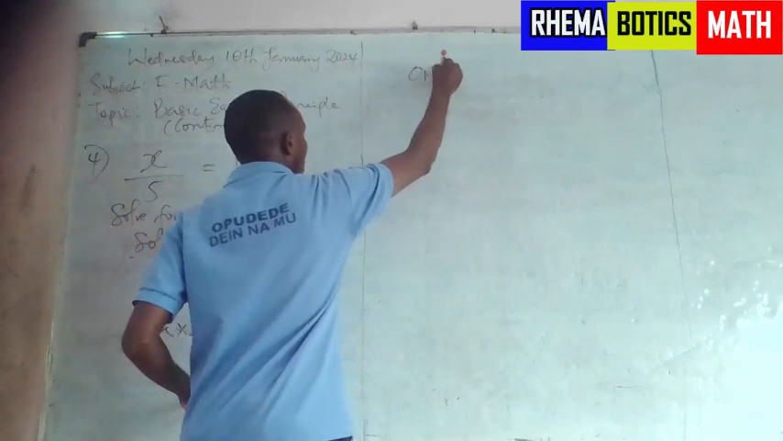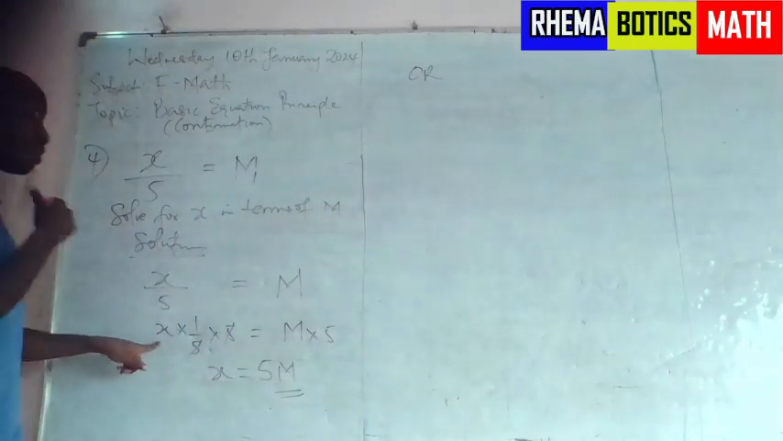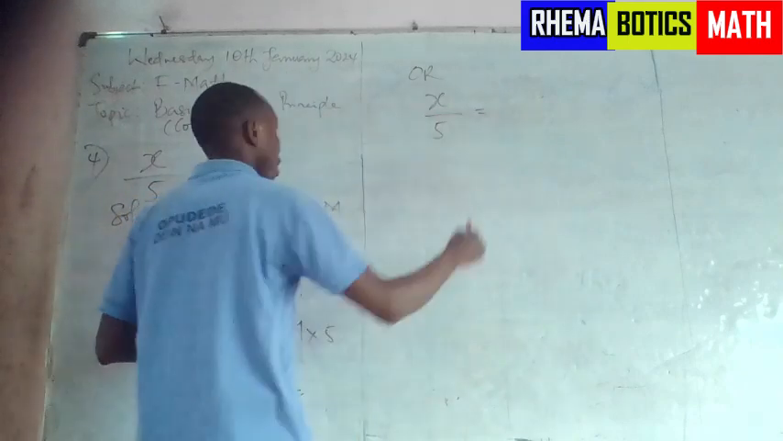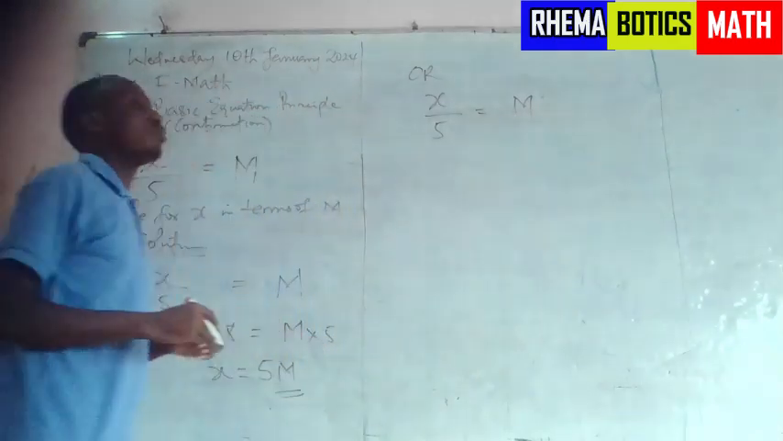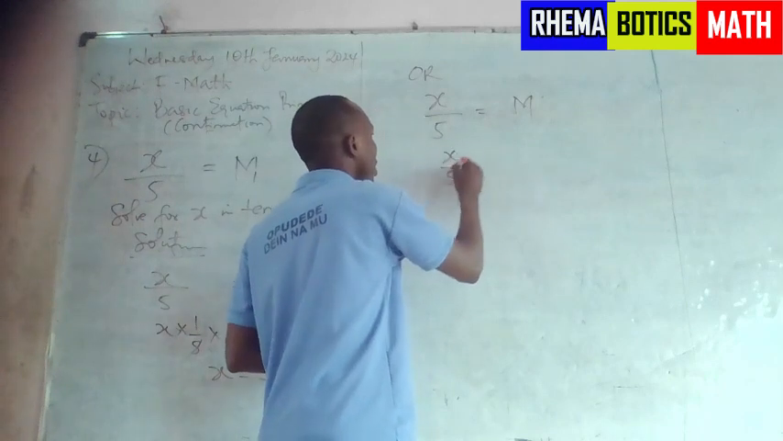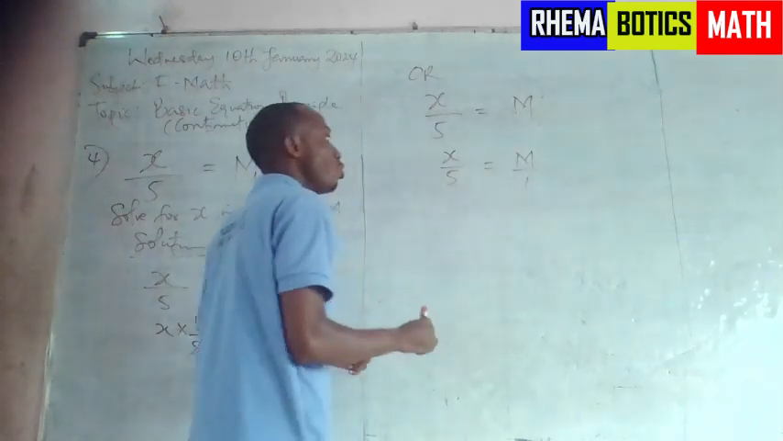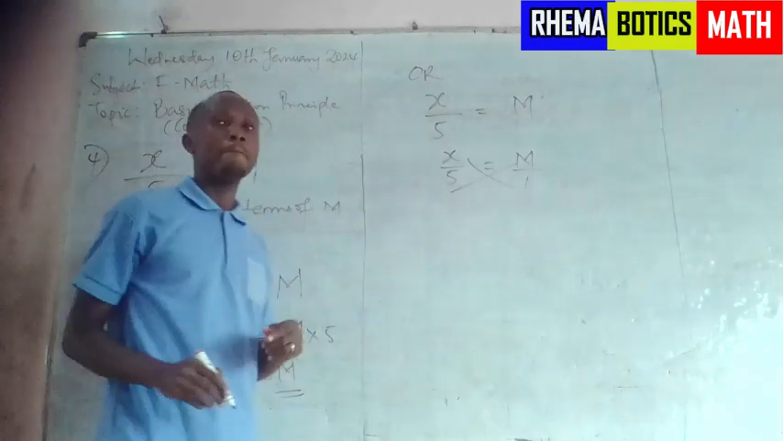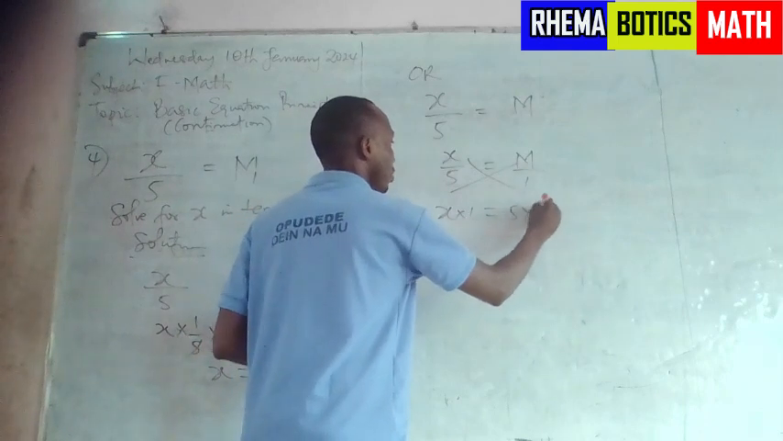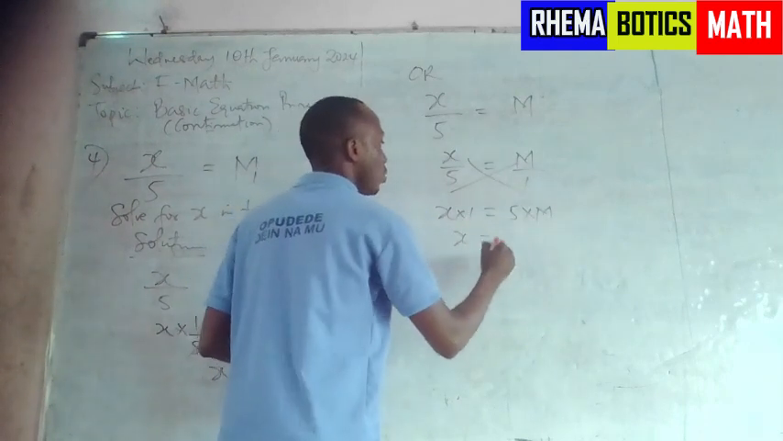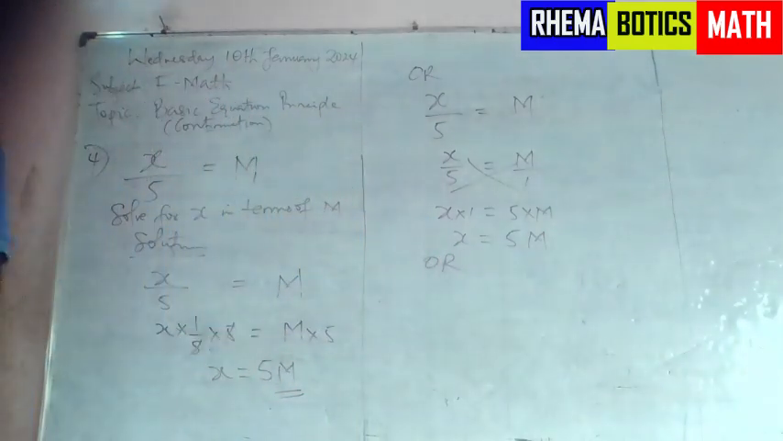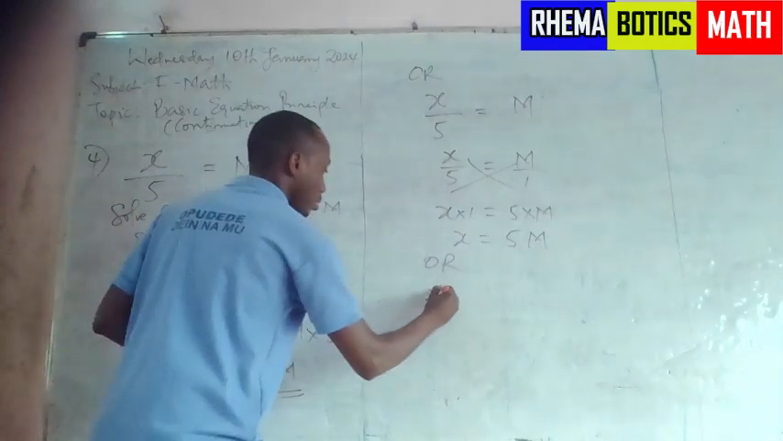For the second method, don't write it. The second method is x over 5 equal to n. Now this is actually x over 5 equal to n over 1. So we do what we call cross multiplication, right? We cross multiply x and 1, and 5 and n, which gives x equal to 5n.